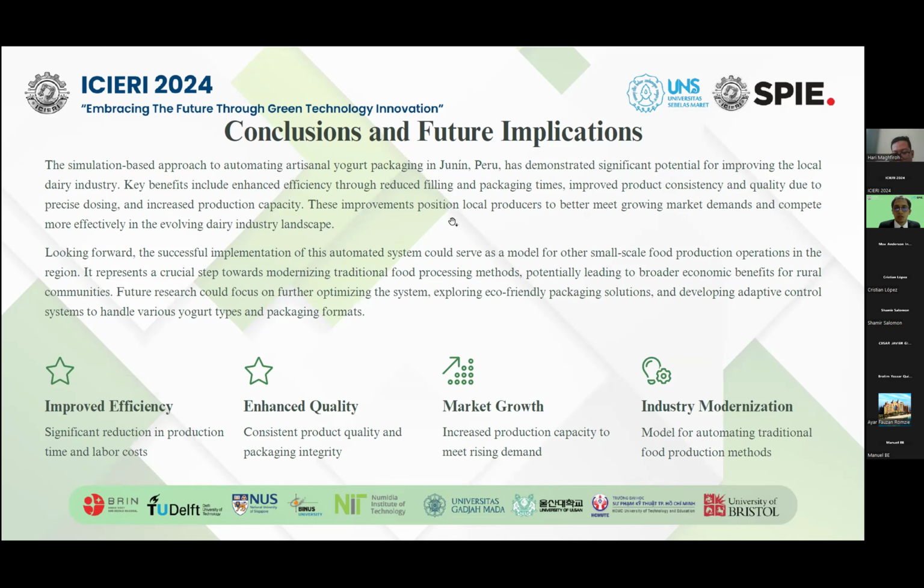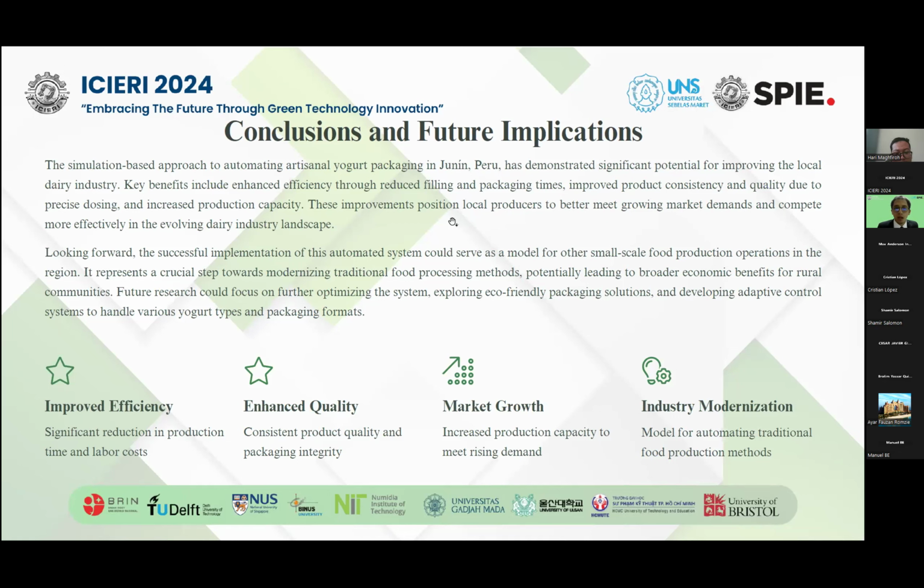There is a substantial reduction in production time and labor costs. Second is the enhanced quality, where the system ensures consistent product quality and packaging integrity. Third is market growth, where increased production capacity positions local producers to meet rising demand. And the last is industry modernization, where this initiative serves as a model for automating traditional food production methods.